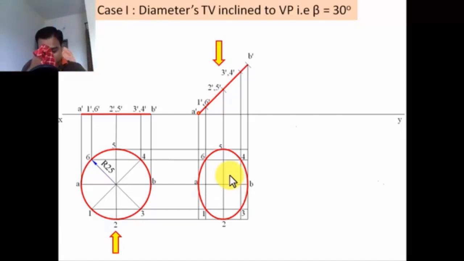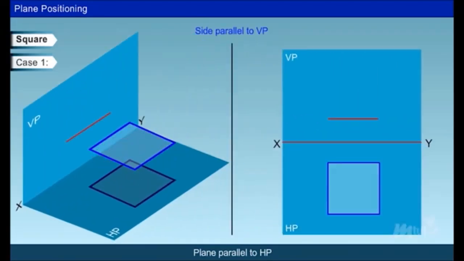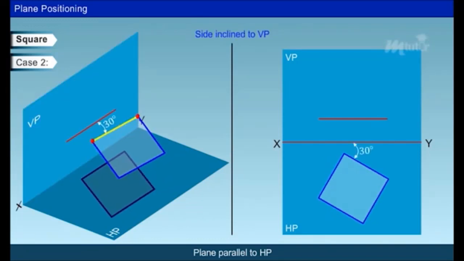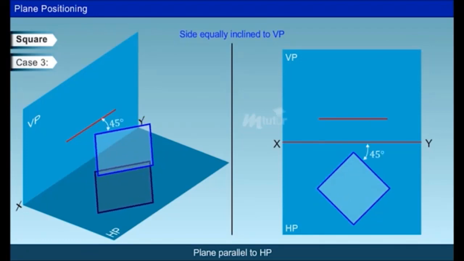Square plane. A square plane consists of four sides of equal length. A square lamina is parallel to HP, and one of its sides is parallel to VP. When the side is 30 degrees to the VP, it will be drawn as shown. When all the sides are equally inclined, that is 45 degrees to VP, it will be drawn as shown.